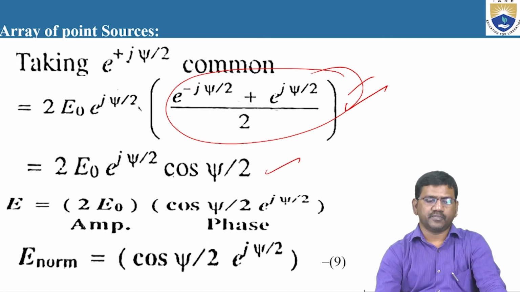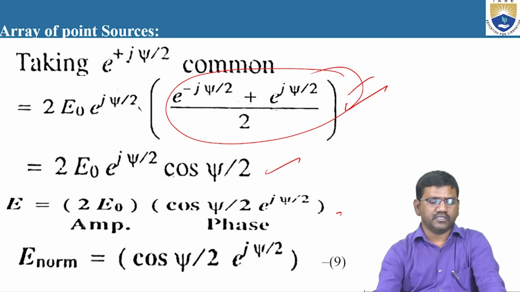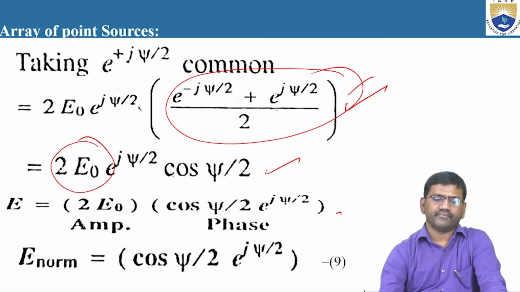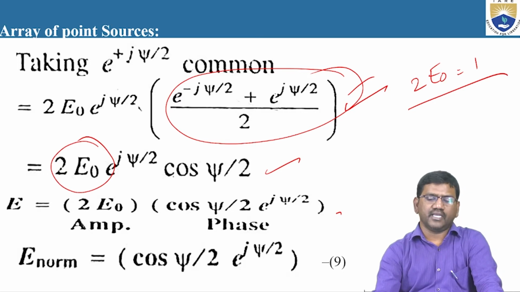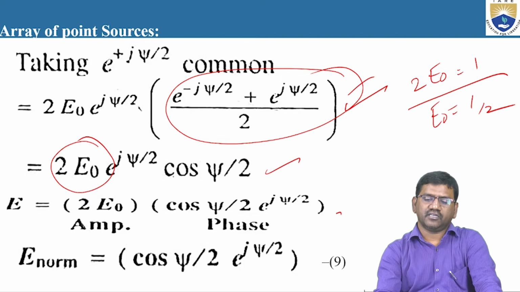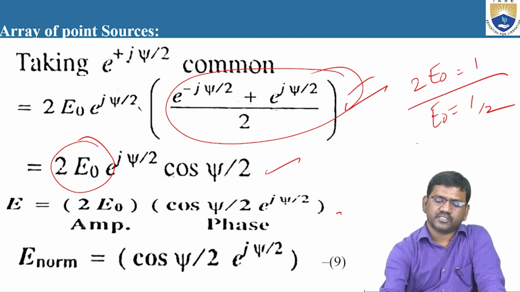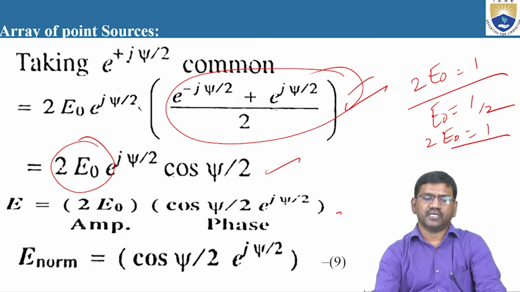So E is equal to 2 E0 into e power j psi by 2 into cos psi by 2. You can see here that 2 E0 represents the amplitude. We can also normalize this by taking the function as 1. If we want to normalize the resultant field strength, we shall assume E0 is equal to 1 by 2, or indirectly specify 2 E0 is equal to 1, that is, the total amplitude as 1.